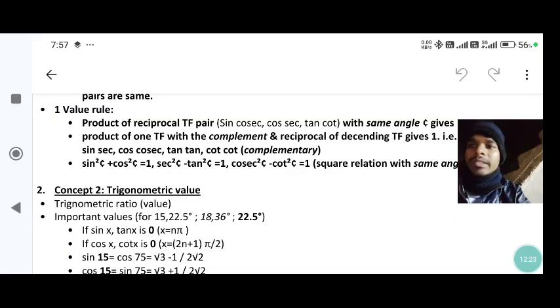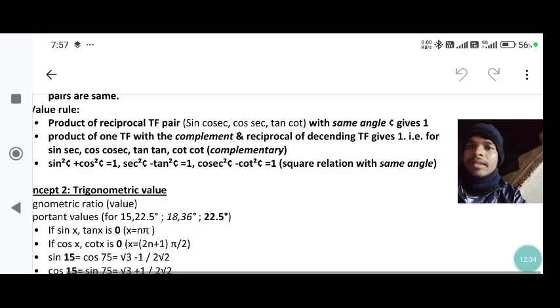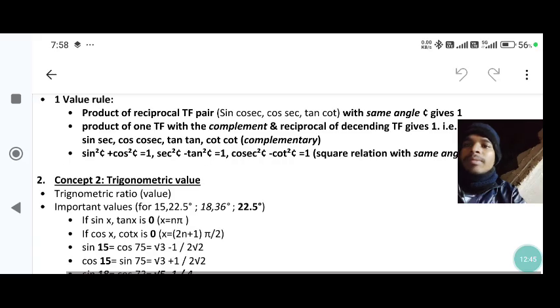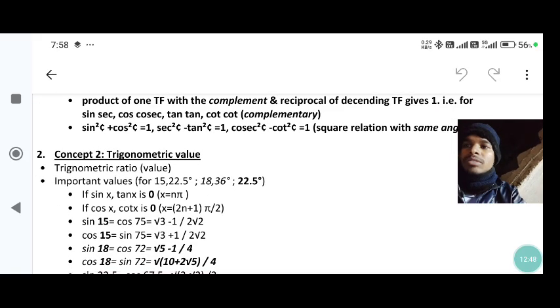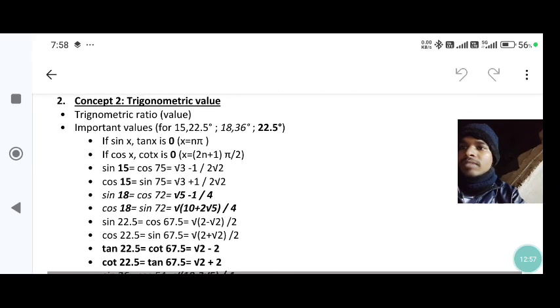The product of one trigonometric function with the complement of the reciprocal of a descending trigonometric function. If one trigonometric function is ascending, then it will give 1 on multiplying. For sin sec, cos cosec, and tan cot, if they are complementary, then their product will give 1. Also sin square theta plus cos square theta will give 1. Sec square minus tan square will give 1. Cosec square minus cot square will give 1. This is the square relation for the same angle, which gives the value 1.